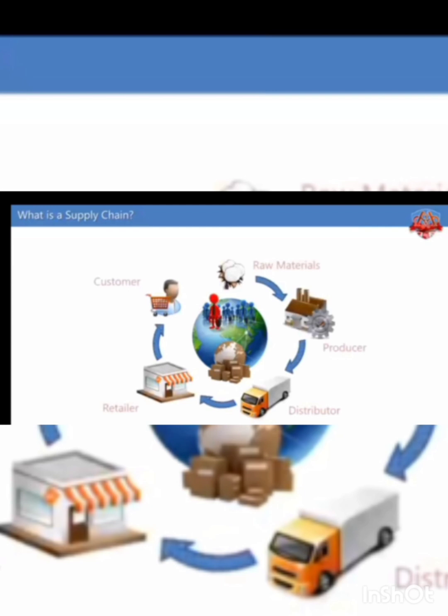First thing, supply chain is a global network used to deliver products and services from a raw material to the end customer through an engineered flow of information, physical distribution, and cash.